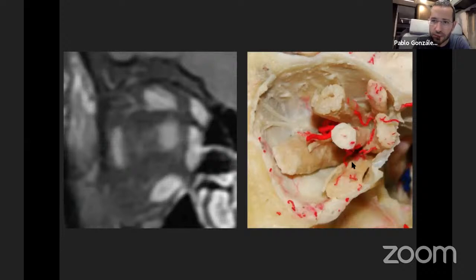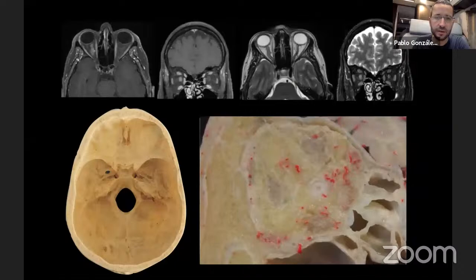So this is an anatomical specimen of the right orbit. So you can see the optic nerve here, and this is the optic sheath. So this is where the tumor is growing, right here. And this meningioma, if we leave it, probably it will grow posteriorly, and in some cases, it can even grow to the contralateral optic nerve.